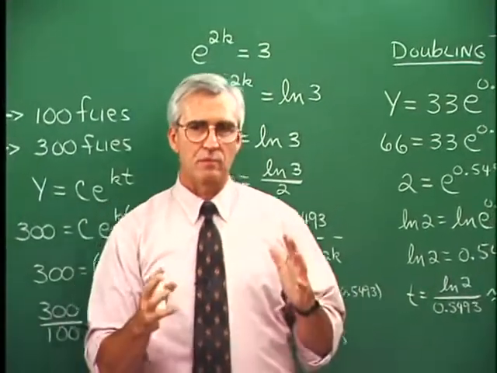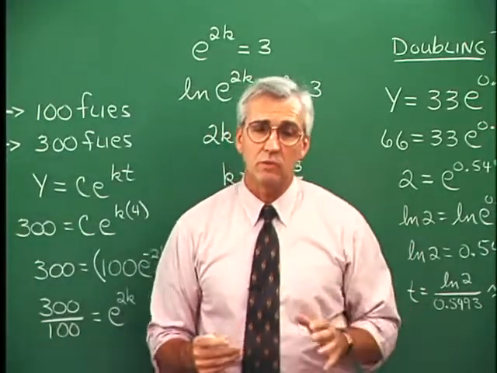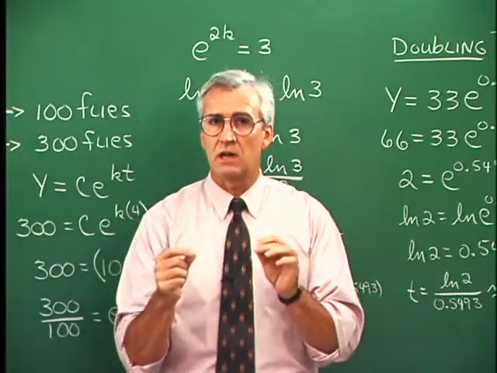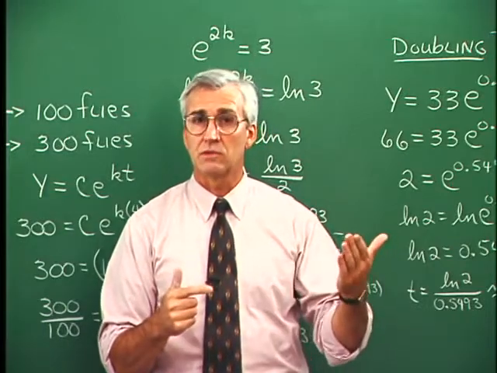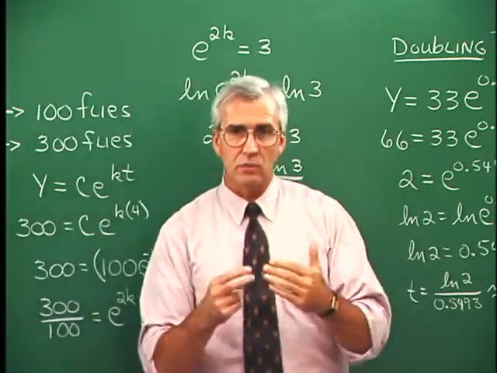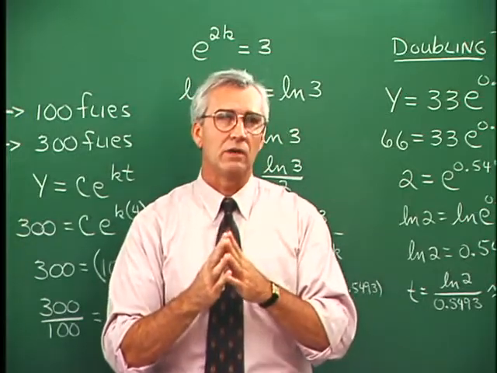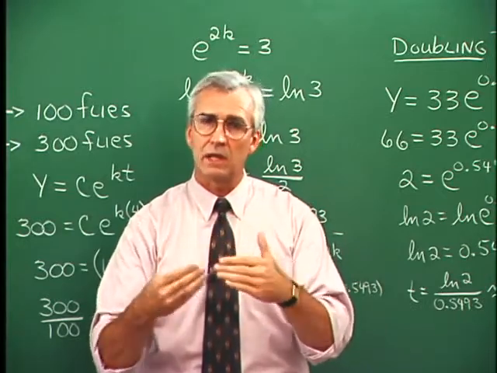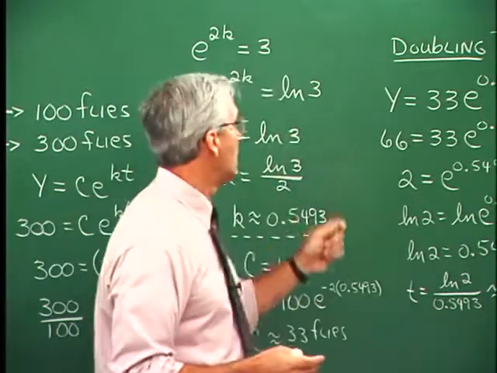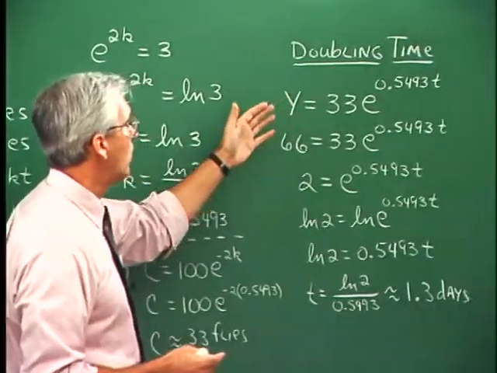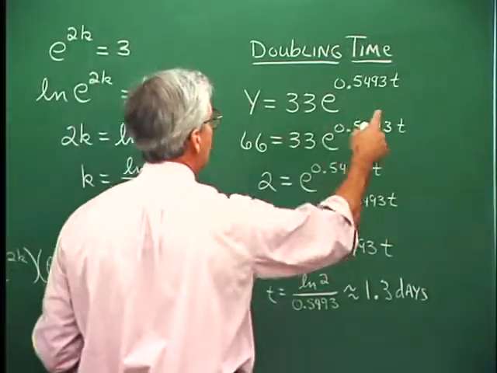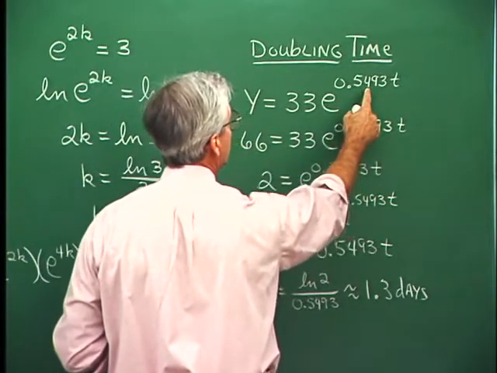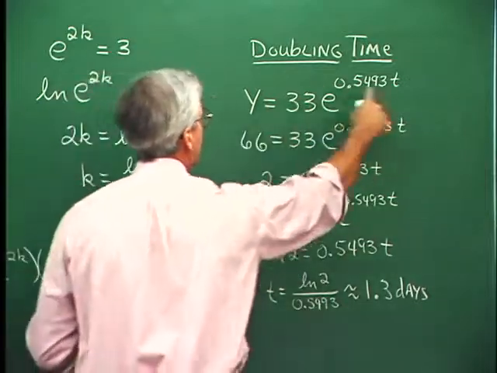A classic calculation in problems like this is doubling time. Now, we actually performed the task of finding doubling time when we were talking about an investment earlier. It was a model similar to this, having to do with continuous compounding of interest on an investment. And the process of finding the doubling time is very much the same. Here, if we want the doubling time for these fruit flies, then we start with our model. Now, we have determined that the initial number of flies is 33, and we have the value of k that we determined also to be 0.5493. So here's our fundamental model.